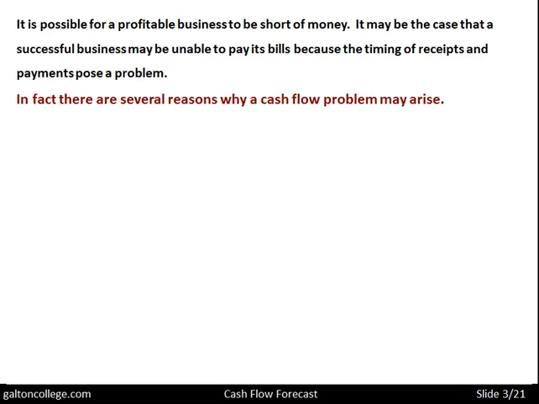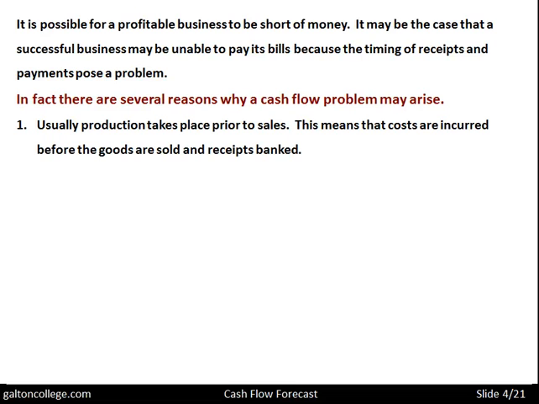There are several reasons why cash flow problems may arise. First of all, usually production takes place prior to sales. This means that costs are incurred before the goods are sold and receipts banked. Clearly, production must take place before sales. The product must be produced before the customer can buy it. That's generally the case, so companies have to incur their costs before they make the sales, and that is one reason why there can be a cash flow problem.